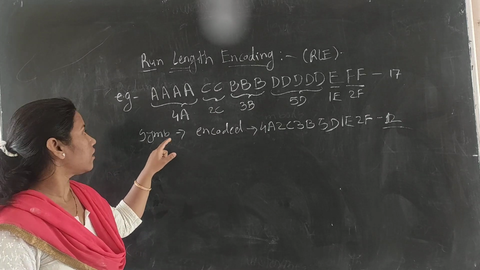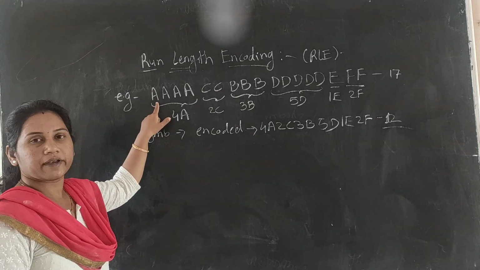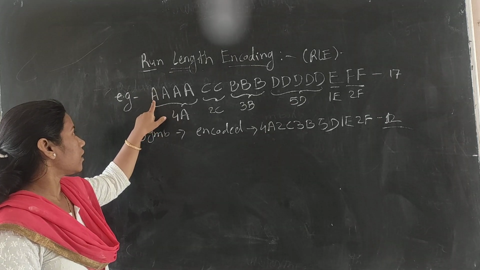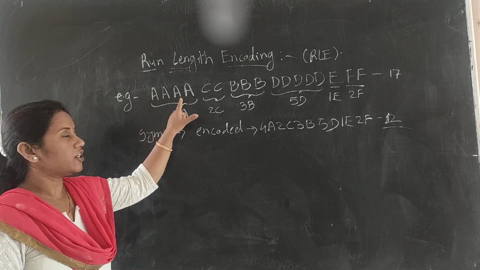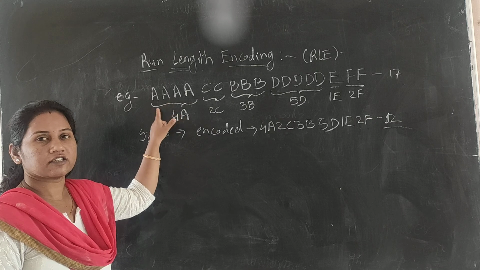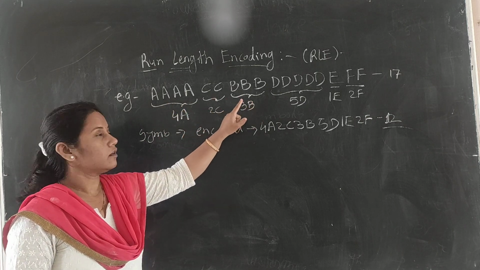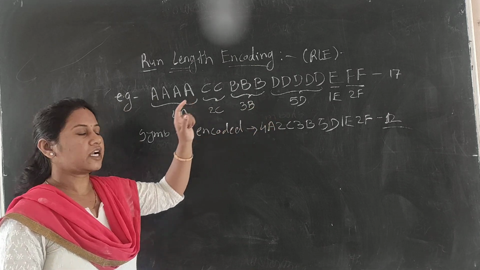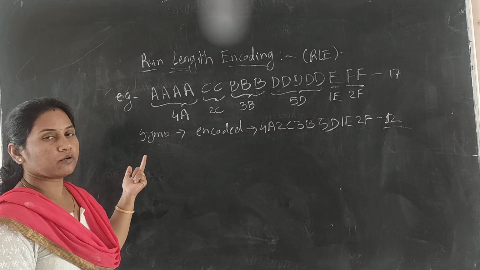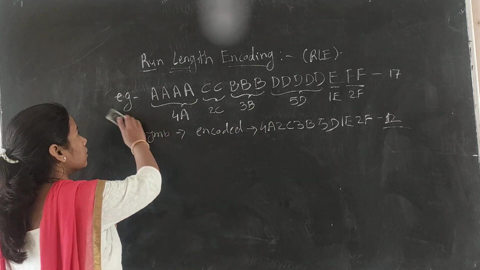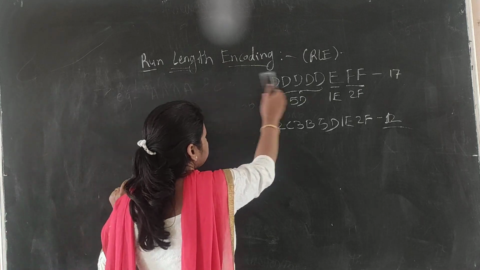Why is it called run length? Because there are repeated symbols. This continuous sequence of A is a run of A. This is a run of B. This is the run of D. That's why this method of encoding is called run length encoding.